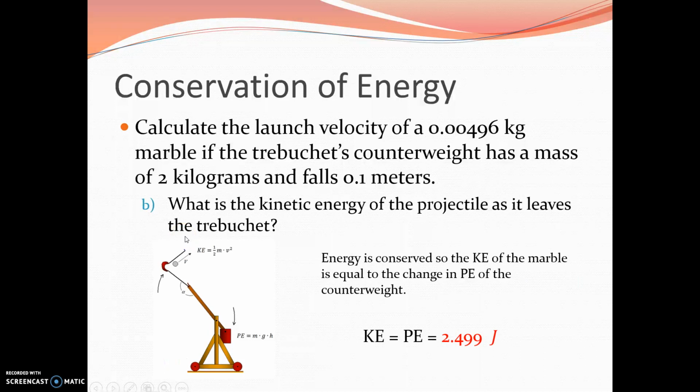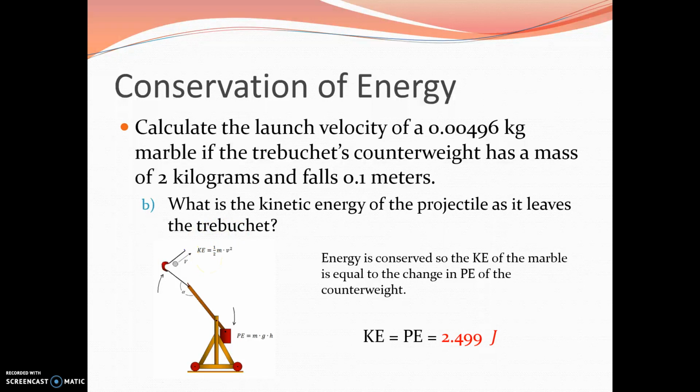Now B seems trickier than it is. People always get this wrong. What is the kinetic energy of the projectile as it leaves the trebuchet? Everybody wants to use this equation: kinetic energy equals 1/2 mv squared. The problem is we don't know velocity. And so I would say 90% of my students stop and are unable to do this problem.